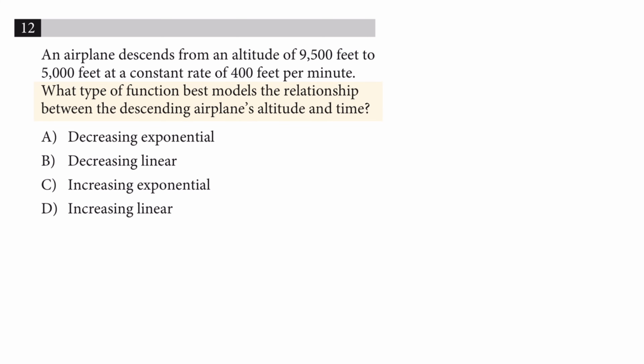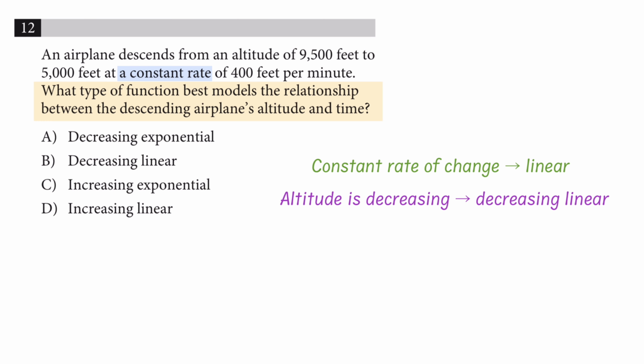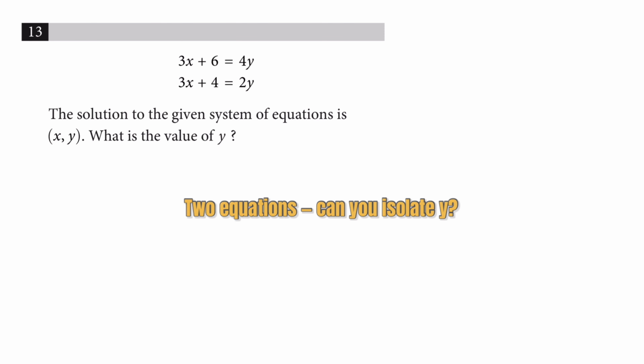Next, what type of function best models an airplane descending at a constant rate? Constant rate of change implies linear. Altitude is decreasing implies decreasing linear. That's choice B. Linear it is. Now, a system of equations.